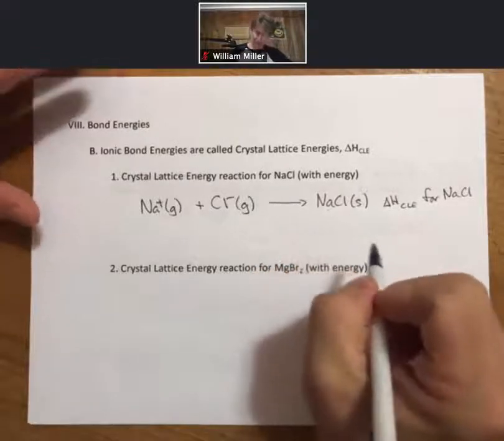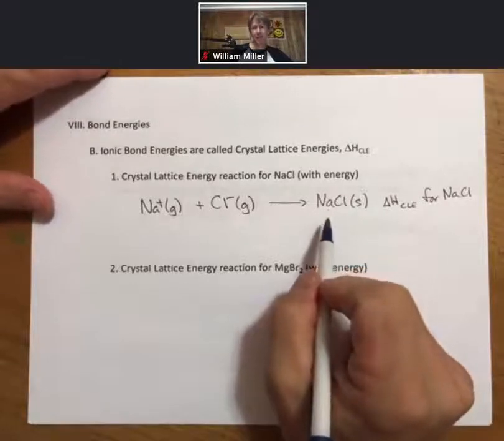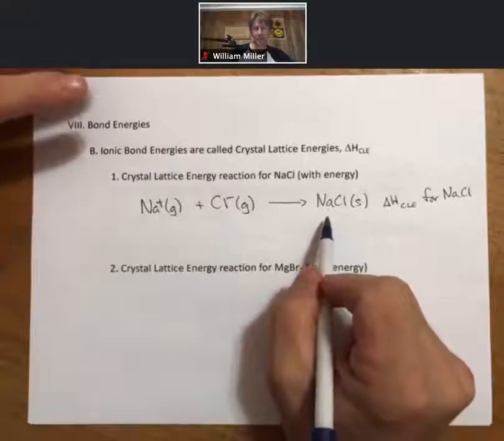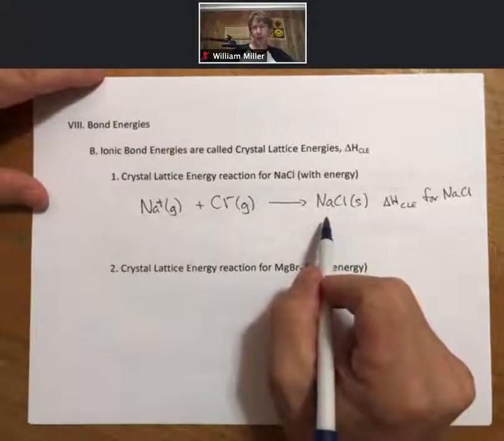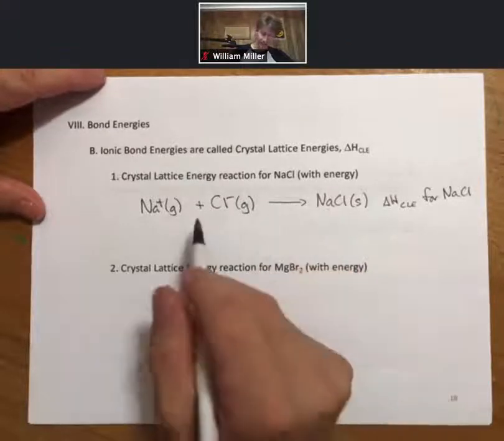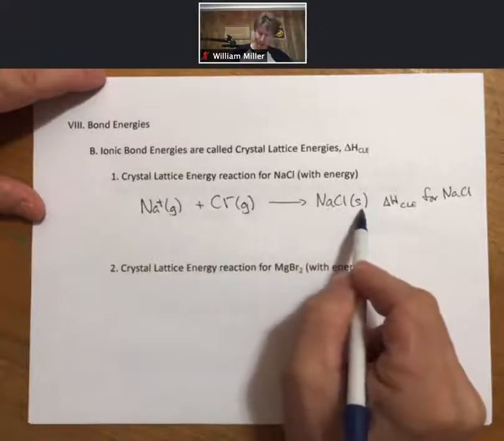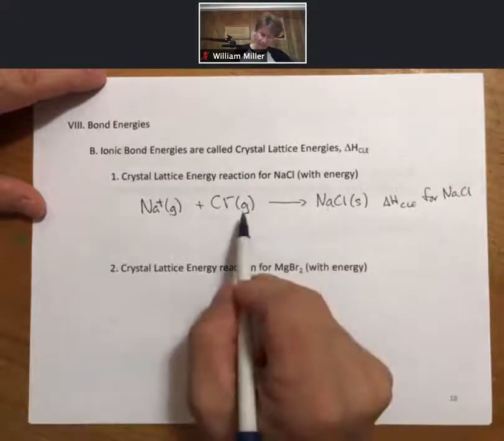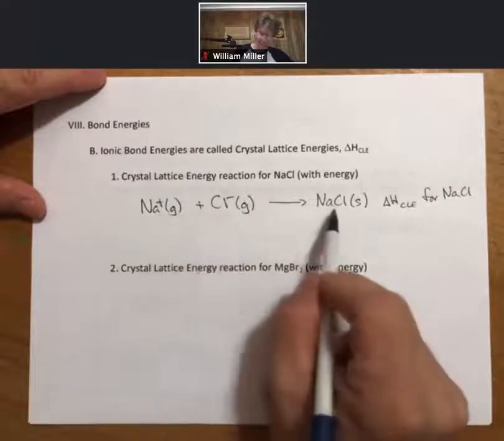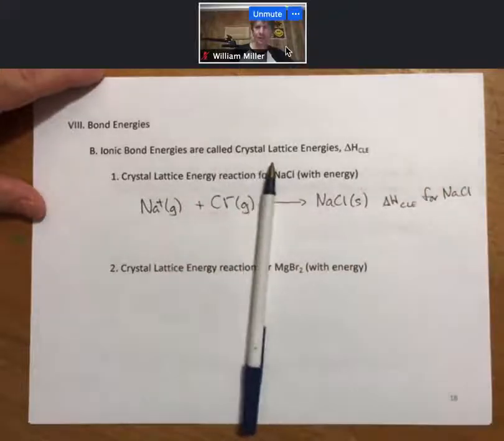But before we talk about how to get that energy, I will note that this, like ionization energy and writing an electron affinity reaction and a couple other types of reactions, is one of the reactions that you're going to have to write for this class. And the clue is, whatever its crystal lattice energy is for, that's the product. And then whatever ions you need to make that are going to be in the gas phase as your reactants.